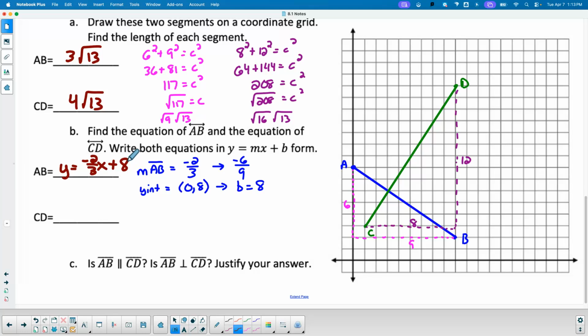Okay. What is the slope of line CD? What do you got? It is not 2/1. It is not 2/3. It is 3 over 2. Yep. Because we rose 12, right? We rose 12 and we ran 8. So that's going to be 3 over 2. Okay.